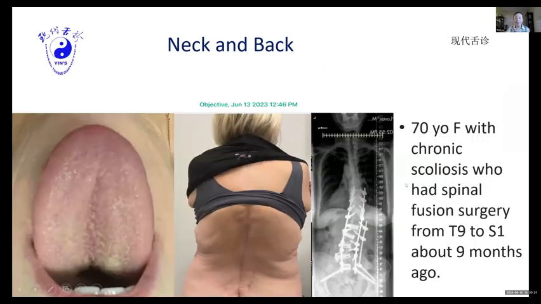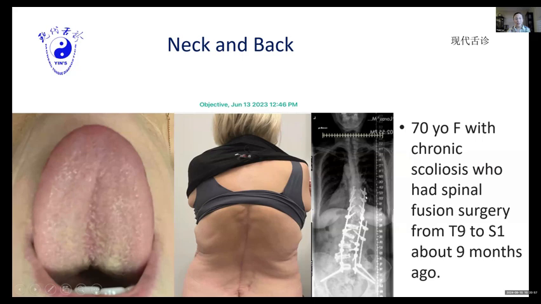This is a 70-year-old lady with chronic scoliosis. She had a fusion from T9, thoracic 9, to S1. You can see from the right side X-ray, the fusion is from T9 to S1. You also really see it's still very curved.